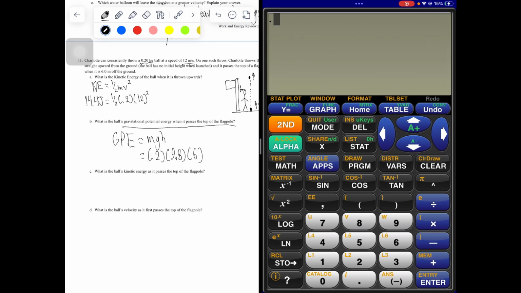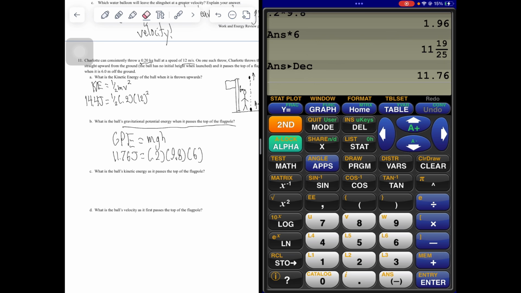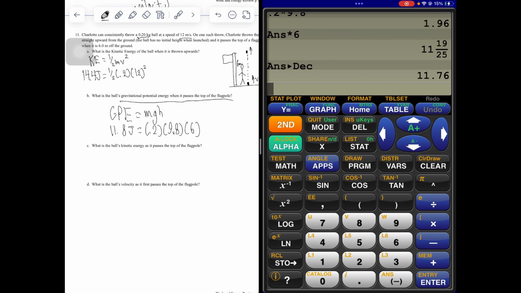We go ahead, plug in our 0.2, multiply by 9.8, and then multiply by 6. We get our answer. Let's get a decimal there. 11.76 joules. Okay. Let's even be consistent. Let's say we're going to round that to 11.8. Okay. Part C. What is the ball's kinetic energy as it passes the top of the flagpole?